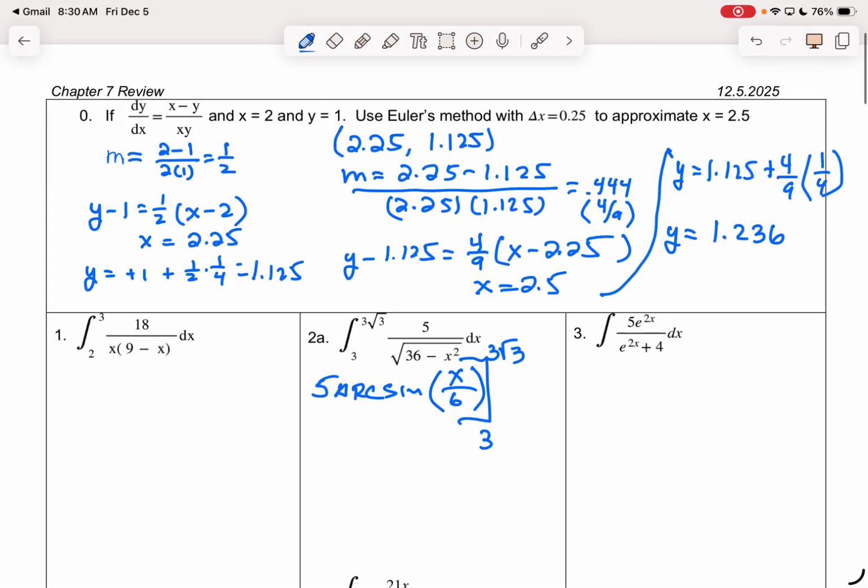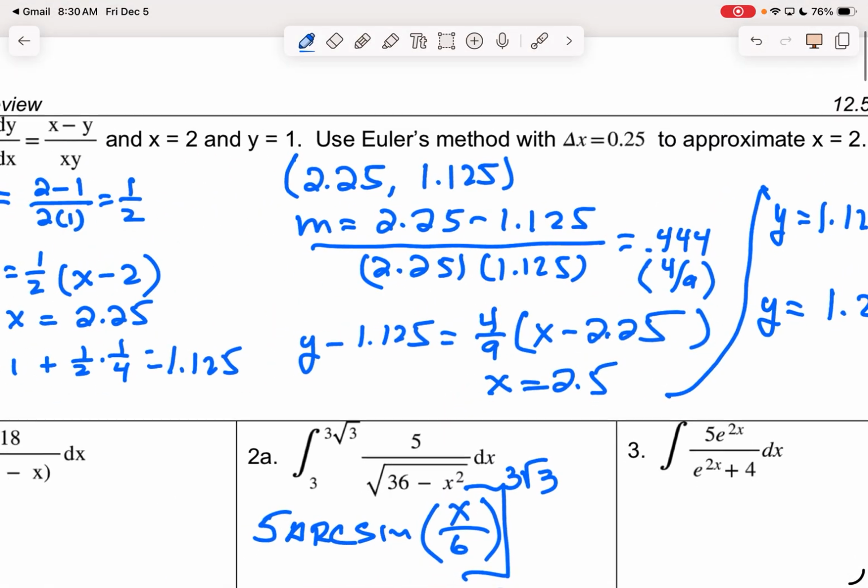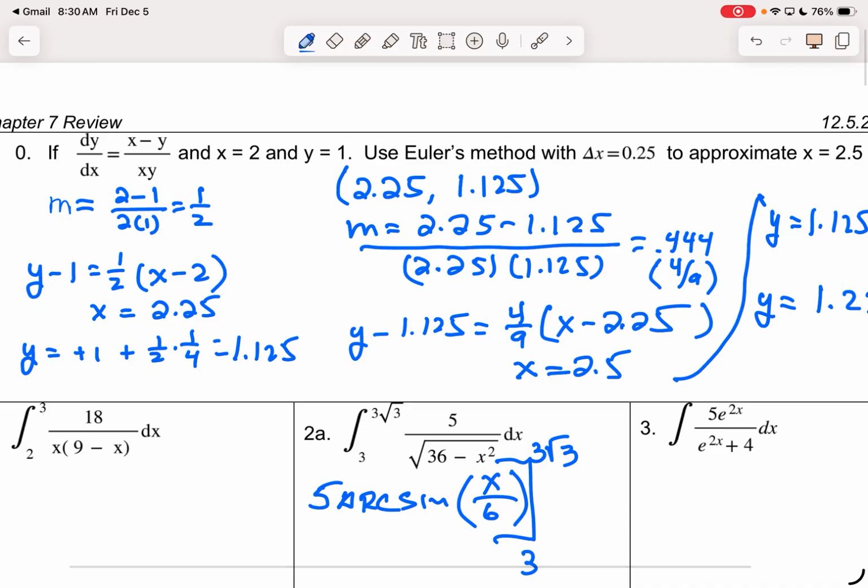All right, so let's take a look. If you look at the first, so after your first iteration, you should have 2.25, 1.25, 1.125. Then we got to go find our second slope, which is going to be the difference between these divided by the product of them. Did you get 0.444 or 4 ninths? Hopefully. Okay.